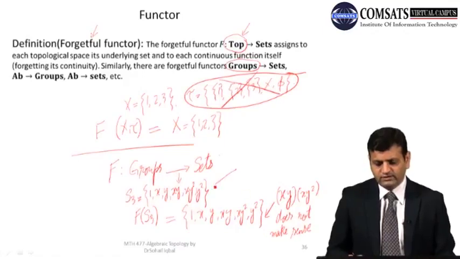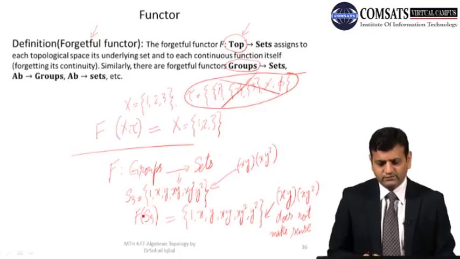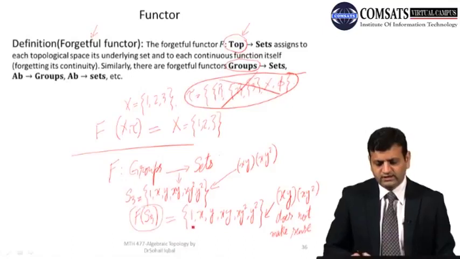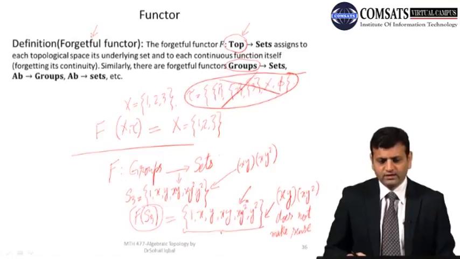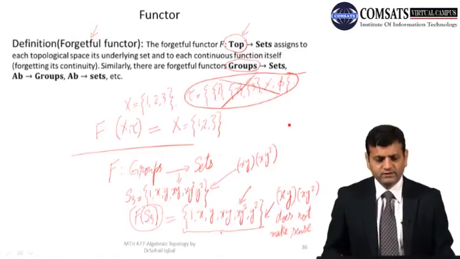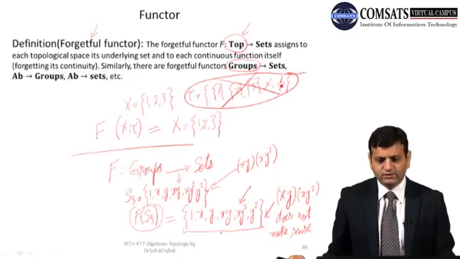So here it makes sense. Here I can multiply xy and xy square, and the answer will be one of these elements. But when I apply the forgetful functor on this group, I just get a set, and there is no group structure on this set. So that's what forgetful functor does, and similarly it does to the morphisms as well. So it forgets the group structure and any other structure which is present in the category.